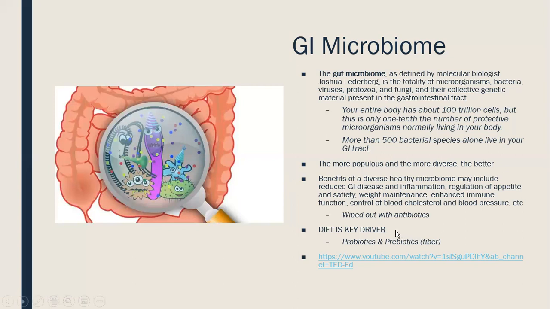What's important to remember with our gut microbiome is that diet is the key driver, or one of the key drivers, that keeps our gut microbiome thriving or not thriving, depending on how diverse our diet is. It's important to get a good range of probiotics and prebiotics. And if you're wondering what are these, prebiotics are just the fiber in our diet.